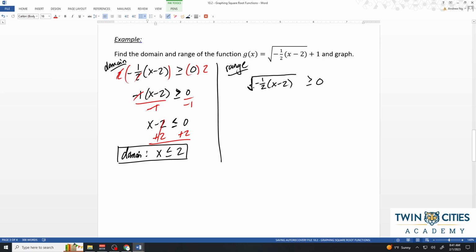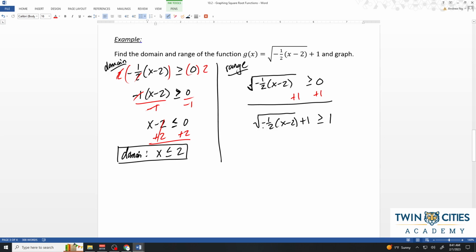Then what I do is I compare what I've got written here to my function, and I ask, what's missing? Well, what's missing is just this plus 1 at the end. So that tells me on the left side I need to put this plus 1 in. That means I'm going to do that to the right side as well. So I'm building the function up to what it actually reads. So then this will give me the square root of negative 1/2 x minus 2 plus 1 is greater than or equal to 0 plus 1, which is 1.